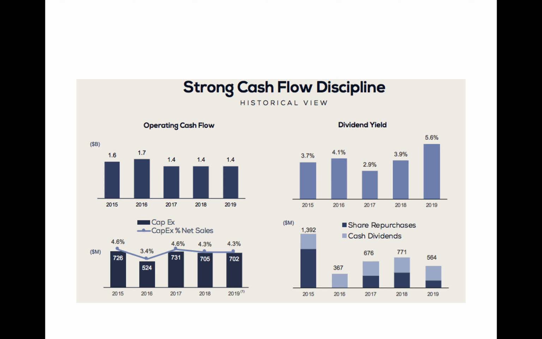CapEx, bottom left, capital expenditures. That's the amount of money they spend to replace or purchase new long-lived assets. If you have fewer brick and mortar stores, that will help reduce the CapEx number. And finally, bottom right, share repurchases and cash dividends. That is how they're going to get money back in the hands of shareholders. So that's what's going on with the Gap.